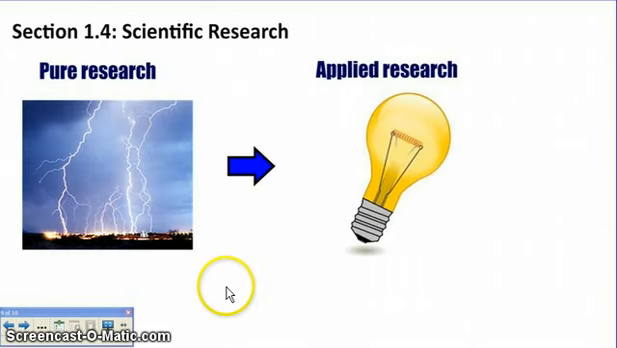And finally, section 1.4 focuses on scientific research. In this picture, I'm showing you that in pure research, the scientist would be looking at knowledge for the sake of learning something. Way back when, they knew that lightning occurred, but they didn't really know what it was. So pure research would have involved, well, what is lightning? And then, of course, what is electricity?